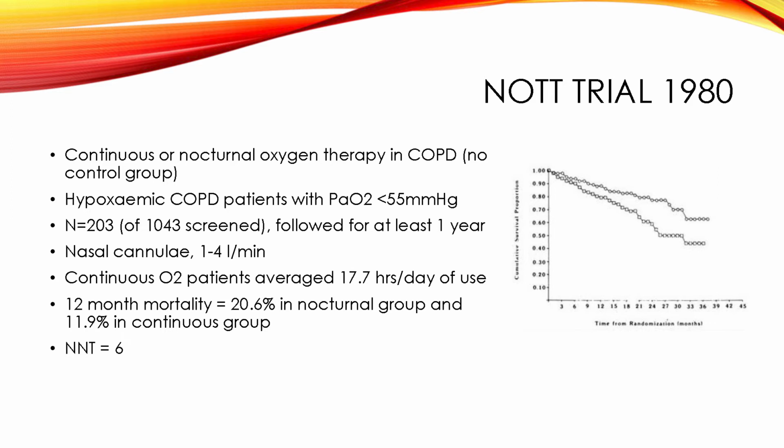It was targeted at hypoxemic COPD patients with a pressure of oxygen of less than 55 millimetres of mercury. They screened over 1,000 patients to get 200 to enter the trial, and they followed them for at least a year. They were using between 1 and 4 litres per minute of oxygen therapy, and the mortality difference was quite big. So at 12 months, there was almost a 10% reduction in mortality between the nocturnal oxygen group and the continuous oxygen group. And the number needed to treat was 6. So if you treat 6 people with continuous oxygen for 12 months, you would prevent 1 death. In medical terms, that's actually a very low number.